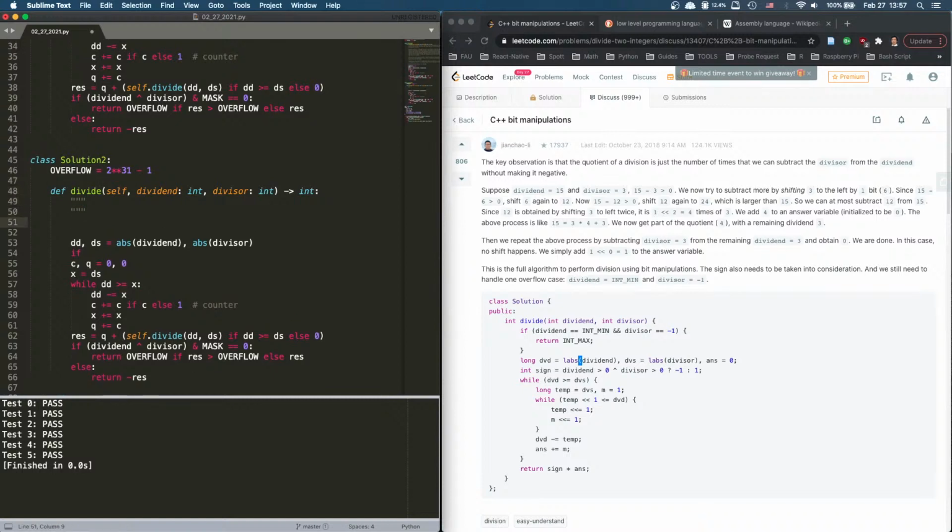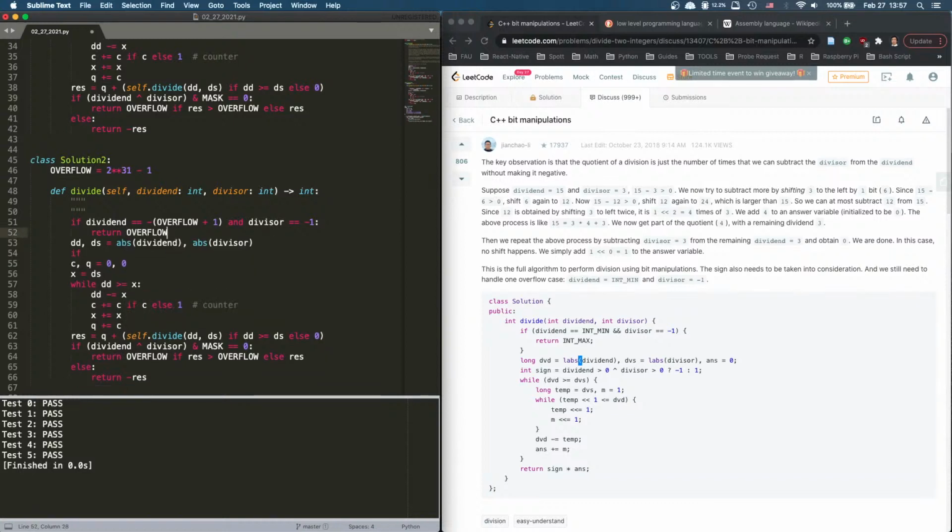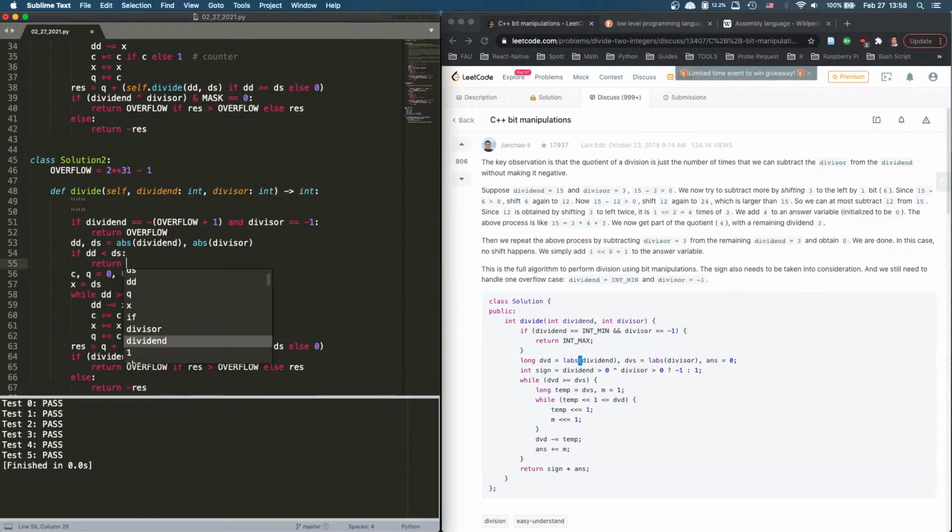So we're going to say if dividend is equal to overflow minus overflow plus 1, and divisor is equal to minus 1, we're going to return overflow. So this is the edge case. And we run the ABS, and then we say if dd is smaller than ds, we're going to return 0. So these are the edge cases. And then we go into it.